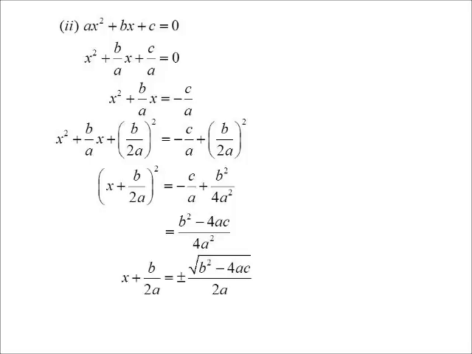So x plus b on 2a must be plus or minus the square root of b squared minus 4ac all over 2a. I then move the b over 2a. There's where our quadratic formula comes from. Okay? So it basically is a formula to save you completing the square every single time.